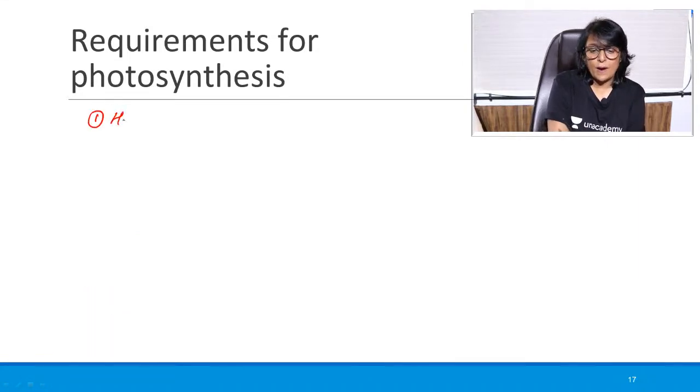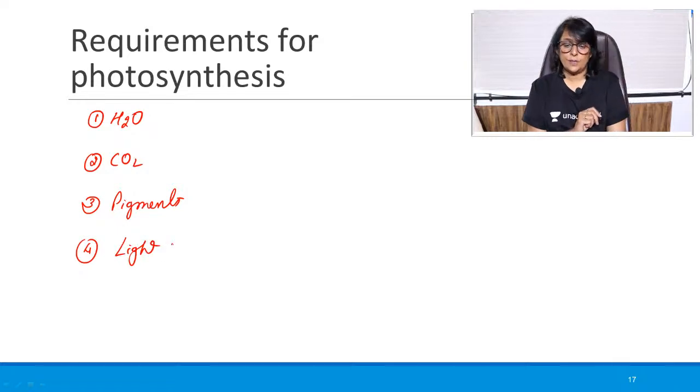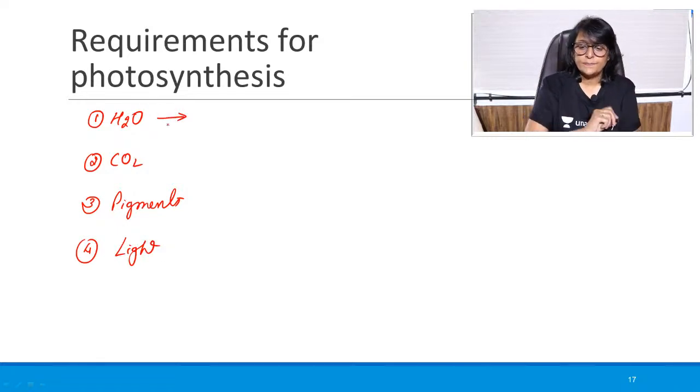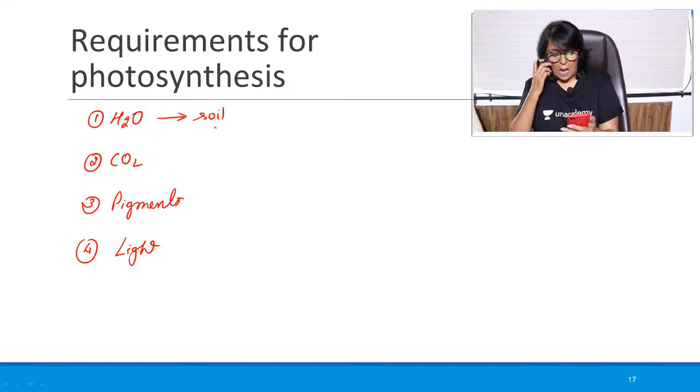Four things are required: water, carbon dioxide, pigments, and light or solar energy. Water is obtained from soil. And how is it absorbed?